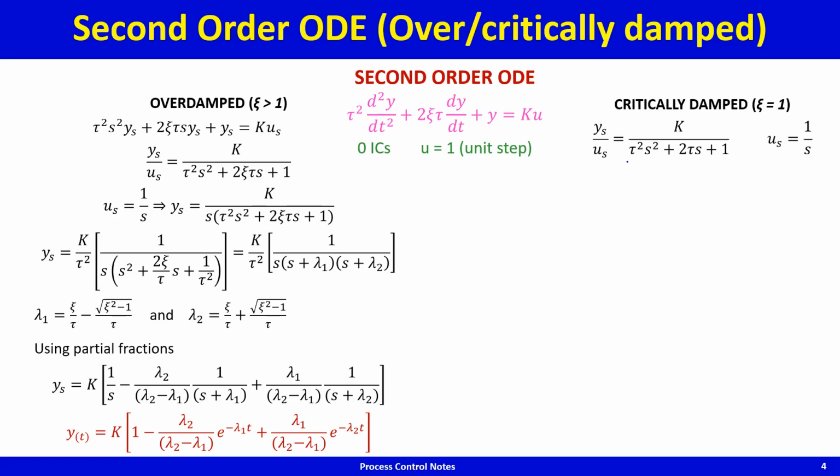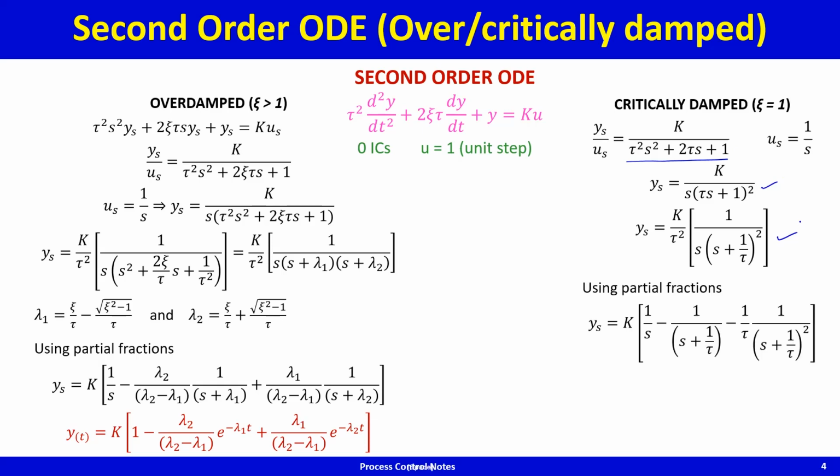For the critically damped case, procedure is the same. It's just that this is a perfect square. Because this is a perfect square, you get this and make the coefficient of s square 1, and using partial fractions, that's what we get, and the final expression for y of t is as noted here. This is what we derived.